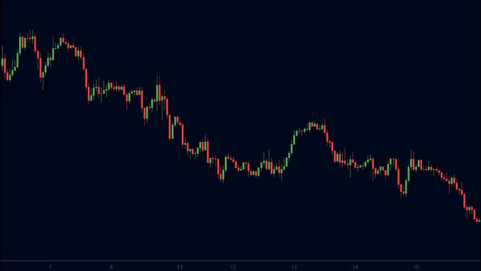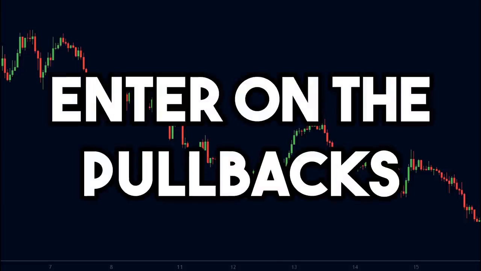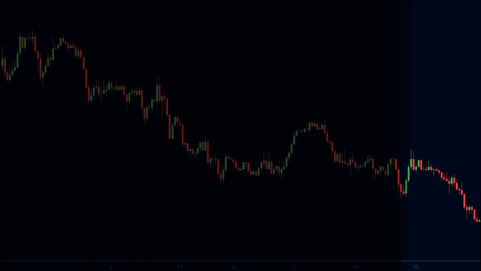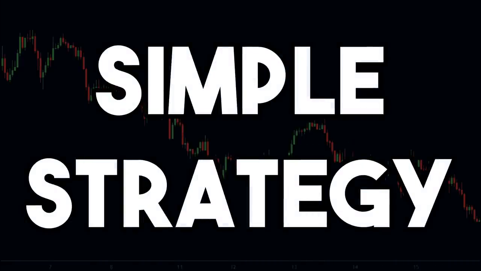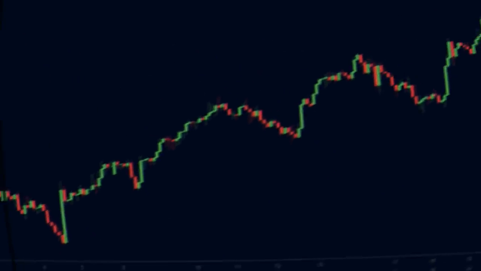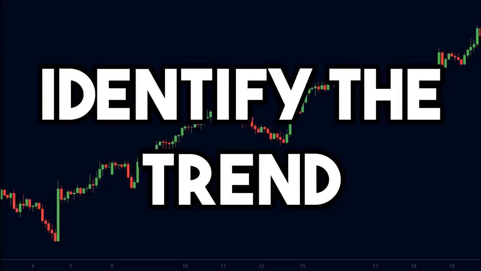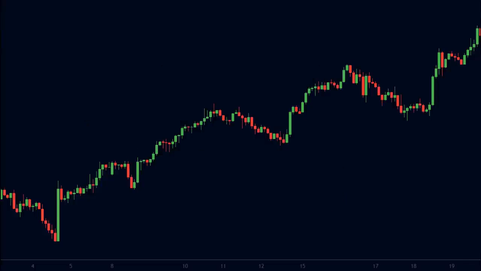The best way to trade in trending markets is to enter on the pullbacks. So here is a simple strategy to enter on the pullbacks. The first step is to identify the trend. Here we see that the price was making higher highs and higher lows. So the price was in a clear uptrend. For the uptrend to be intact, we expect the price to break above this resistance level. That breakout happened on this candle.